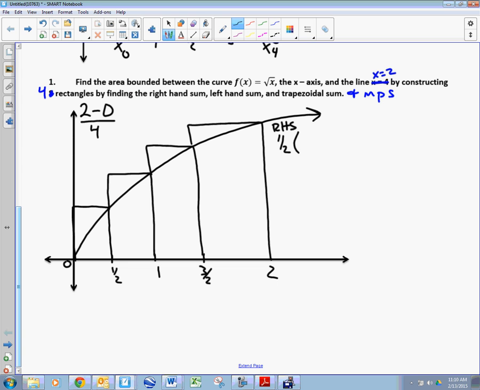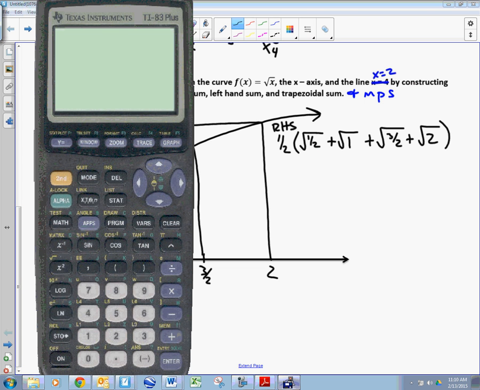Overestimation or under? Over. So what's going to determine the heights? What do I plug in? Square root of 1/2 plus square root of 1 plus the square root of 3/2 plus the square root of 2. Everybody okay with that? So I got those values. This is essential. If you don't get this part, we've got to stop it and start again.